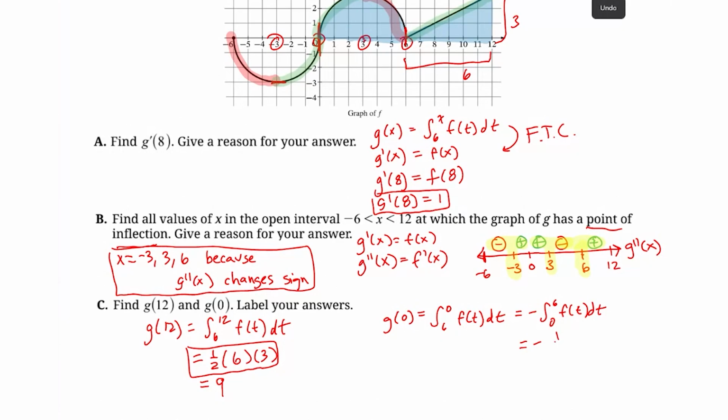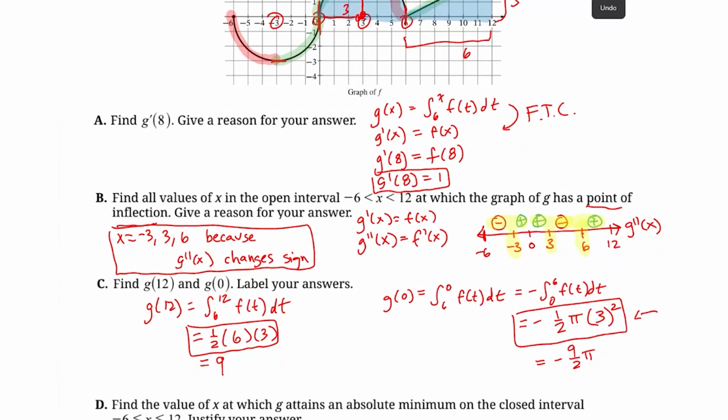We're going to have half pi r squared, so half times pi times the radius, which we can see either going vertically or going to the side, is 3. So 3 squared, and we are done there. If you were to simplify this, there's really not a lot to simplify here. 3 squared is 9. You get negative 9 pi over 2. So don't write it like that. Just stick with this. You'll be less likely to make a mistake.